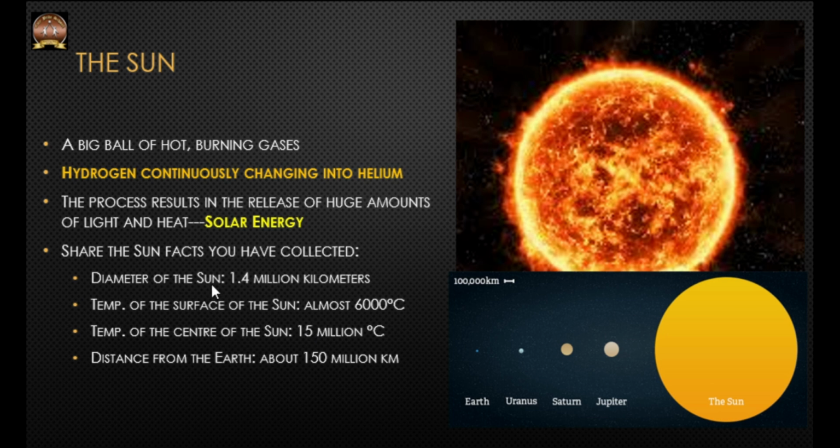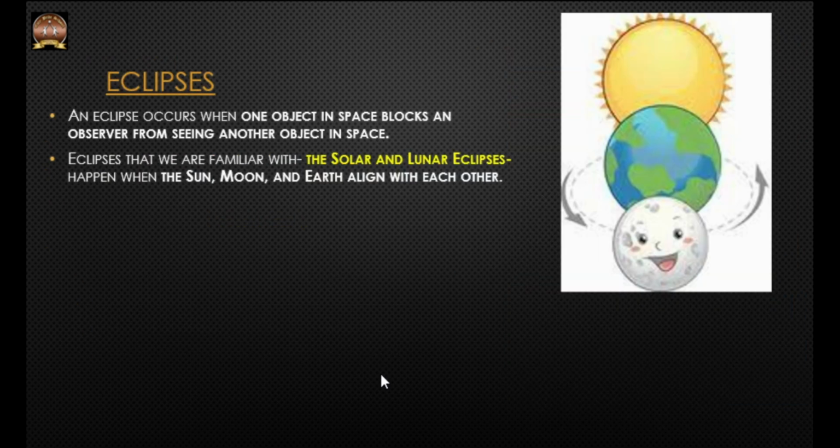The diameter of the sun is around 1.4 million kilometers. The temperature of the surface of the sun is almost 6,000 degrees Celsius, which is close to the temperature of the innermost layer of the earth, that is the inner core. The temperature of the center of the sun is 15 million degrees Celsius. The distance from the earth to the sun is around 150 million kilometers.